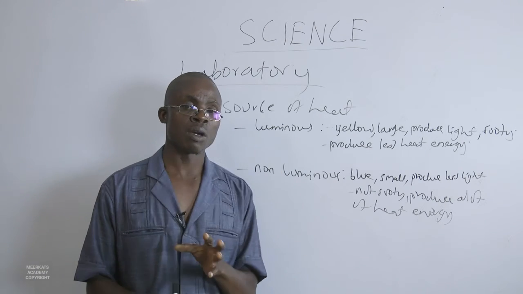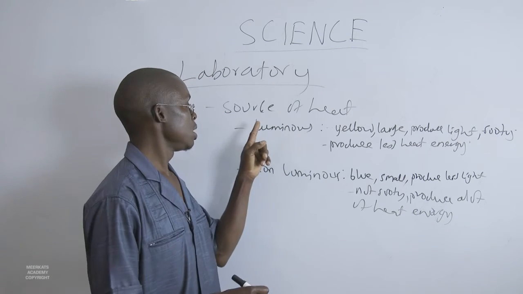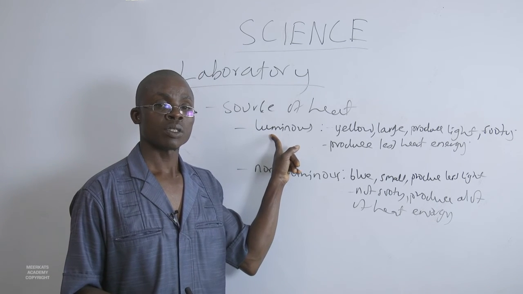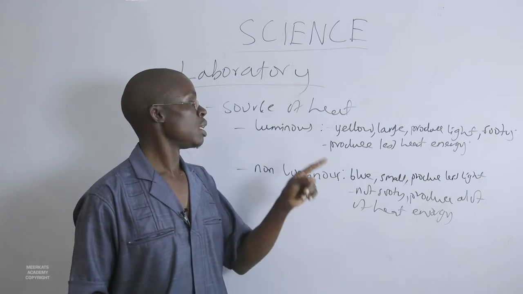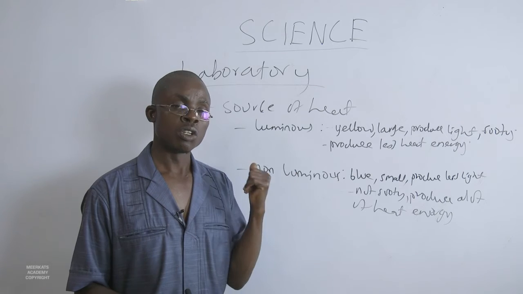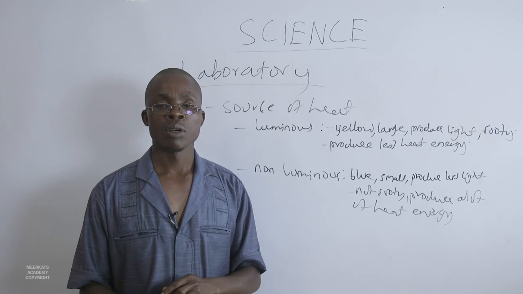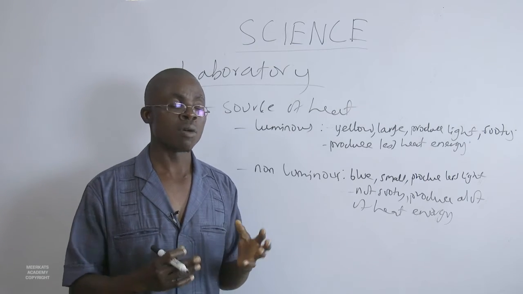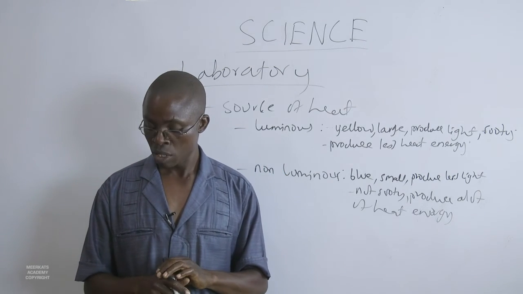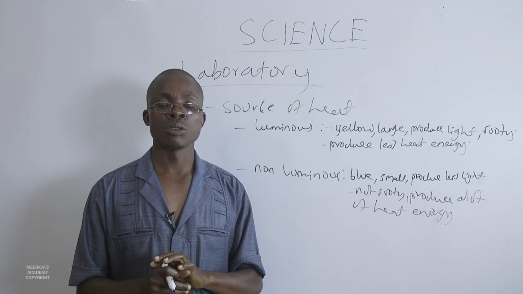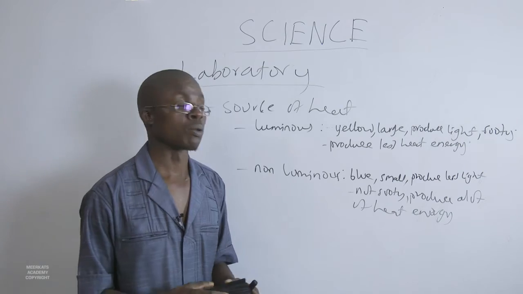So any unused flame, but not yet put off, must be in luminous form. Lighting of the Bunsen burner must be done in luminous form and not in non-luminous form. But now, how do we form luminous or non-luminous flames from a Bunsen burner? This takes us to what a Bunsen burner is and how it works.